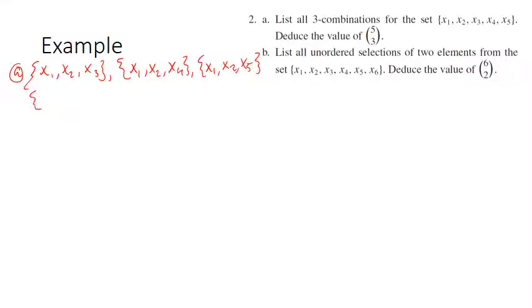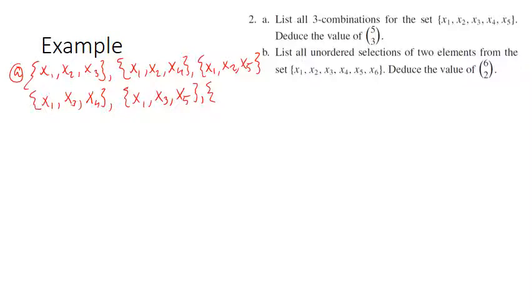So now I'll do all the ones that have x1 and x3. I already did one that had x1 and x3, the first one, so I'm going to skip over that one. So I could have x1, x3, x4, and then I could have x1, x3, x5. Okay, so that's all the ones with x1 and x3.